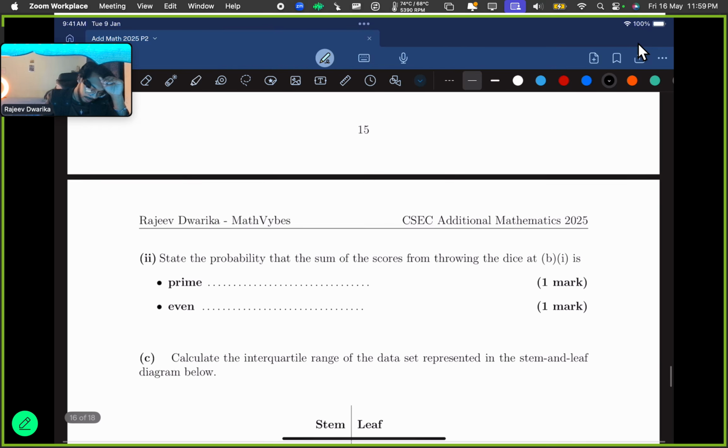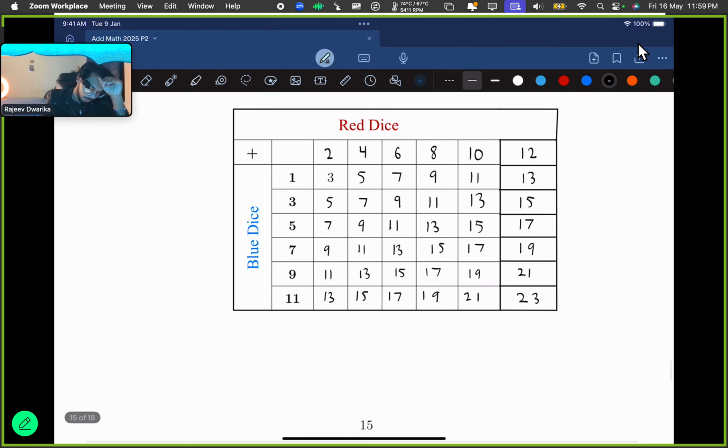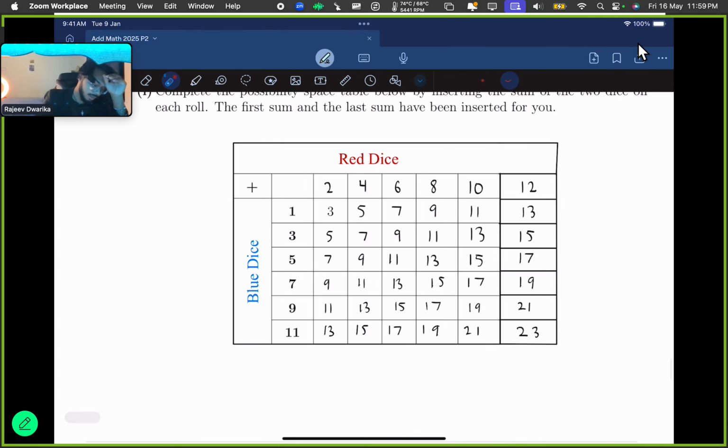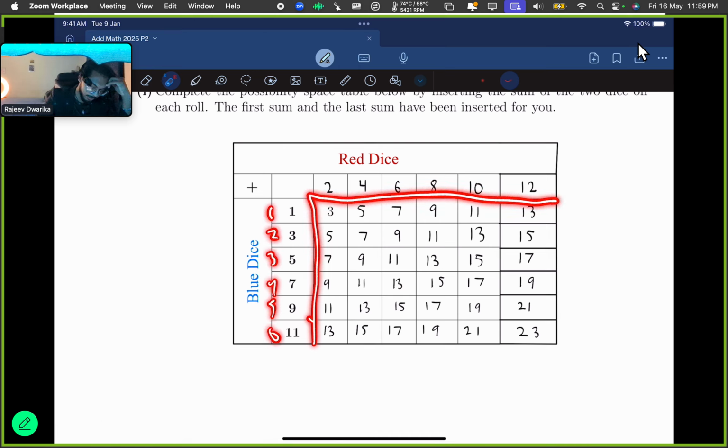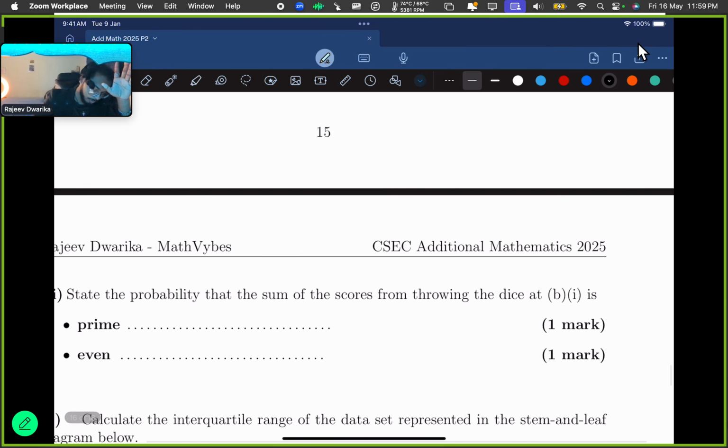State the probability that the sum of the scores from throwing the dice is prime and even. Okay, so let's figure out all the possible outcomes. The table we had, let me just count the dimensions: 1, 2, 3, 4, 5, 6 by 6. 6 by 6 is 36, so we have 36. Right, so for both it's going to be over 36, and we could always simplify that.